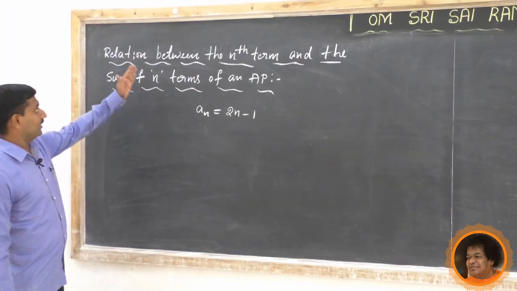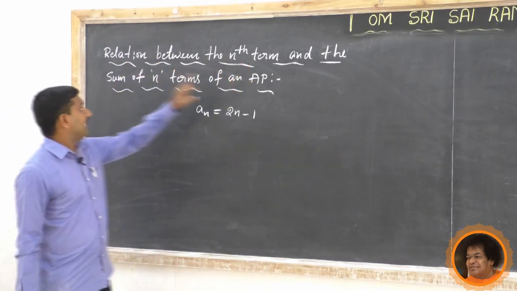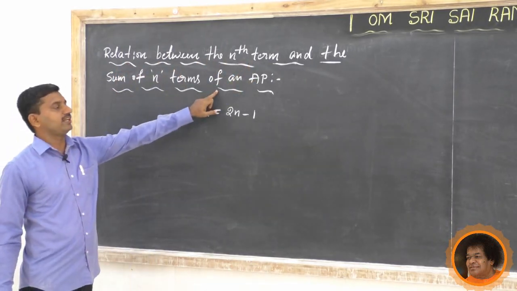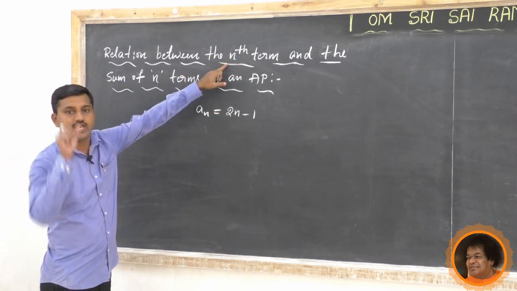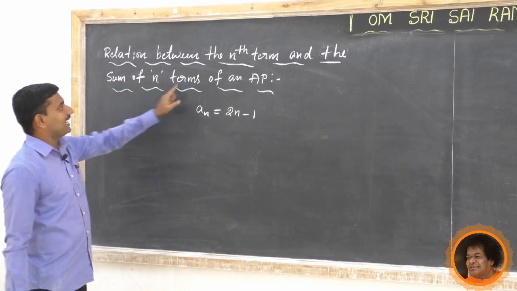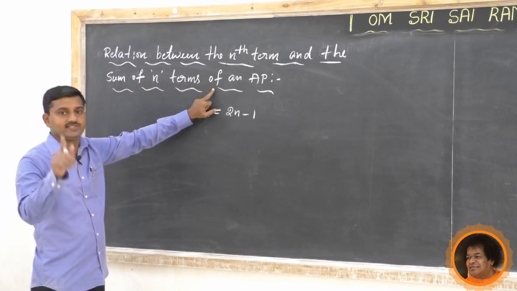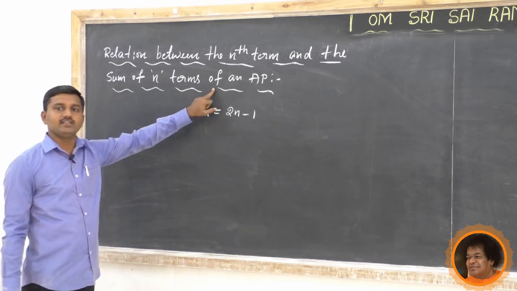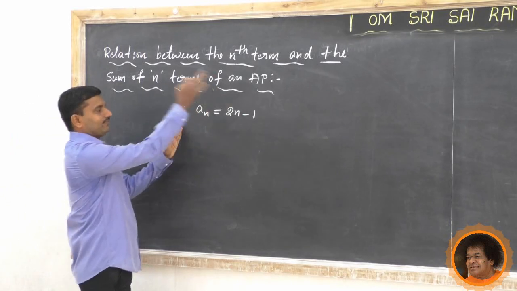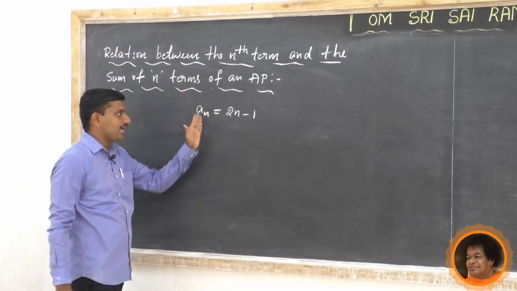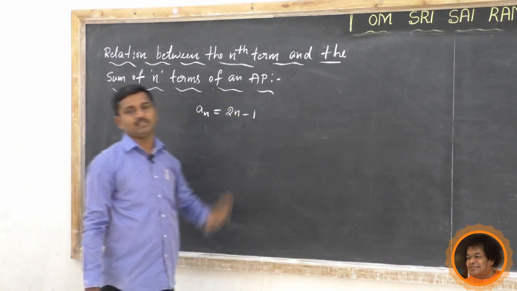Next we pass on to the next concept: the relation between the nth term and the sum of n terms of an arithmetic progression. The relation between the nth term, that is an, and the sum of n terms of an AP, that is Sn. Now consider the nth term of an arithmetic progression, for example an equal to 2n minus 1.